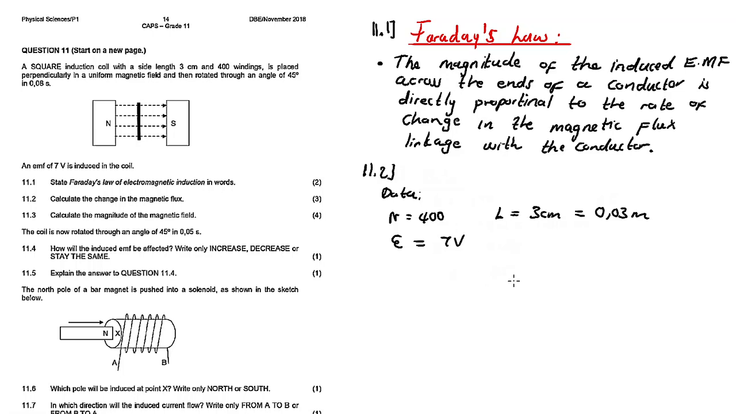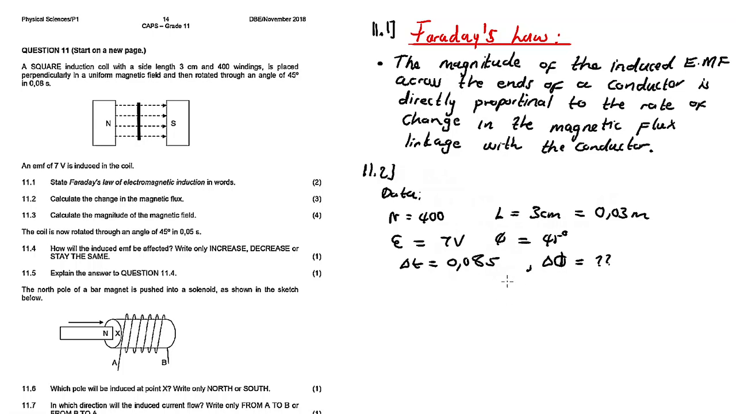That's 0.03 meters. The length is not really relevant for this question, but I'm just putting it under the data so it's there in the future as well. Then theta, the angle, which is 45 degrees. What else do I have? Time, delta t, 0.08 seconds. The change in magnetic flux is represented by delta phi, and it is our unknown.